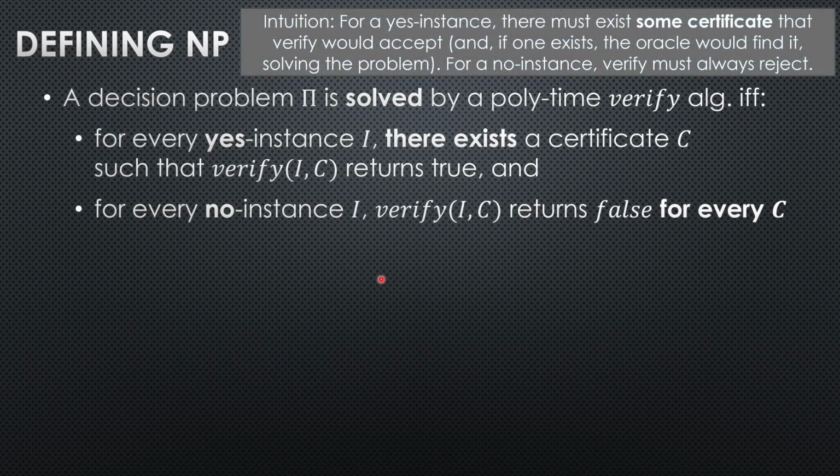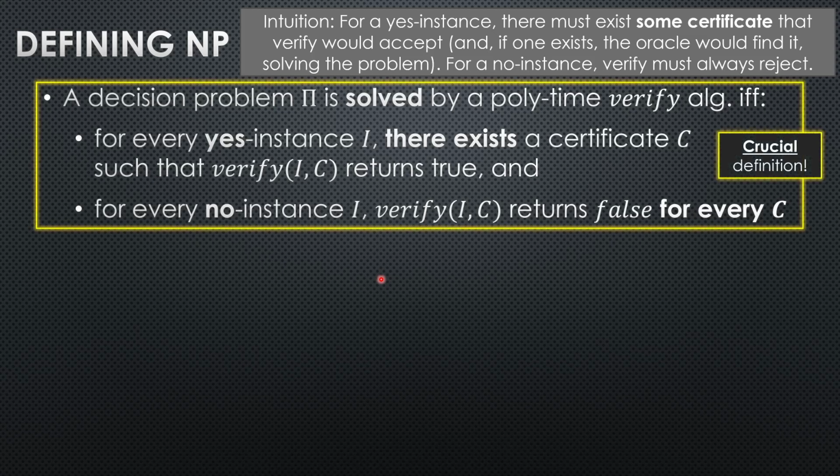Okay? So the intuition here is, for a yes instance, there has to be a certificate that verify would accept. And of course, if one exists, the oracle would find it and we would solve the problem. And for a no instance, the oracle can't find any certificate that would fool us. We're going to reject every certificate for a no instance.